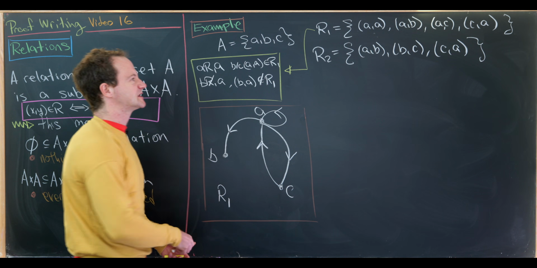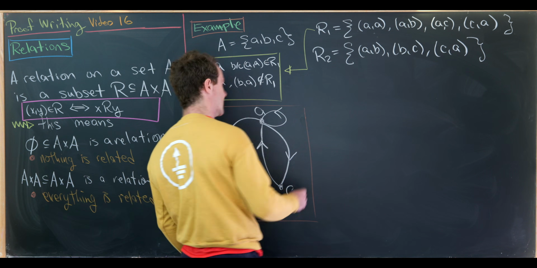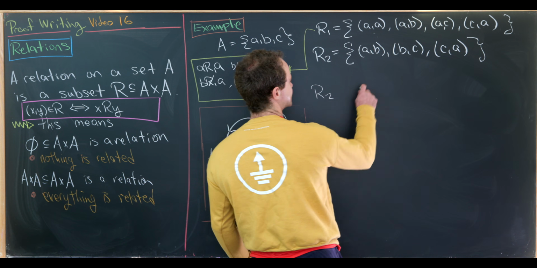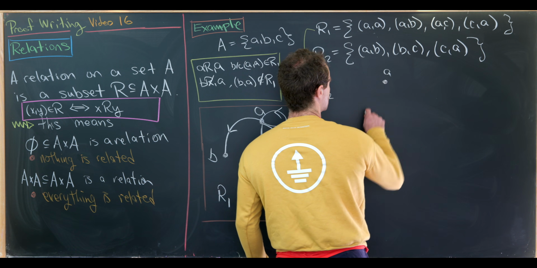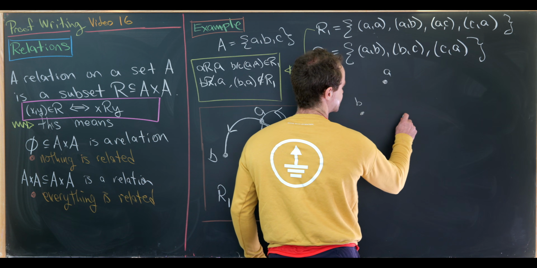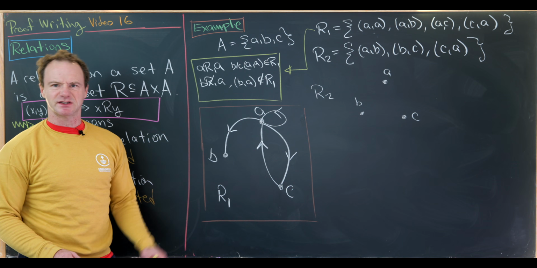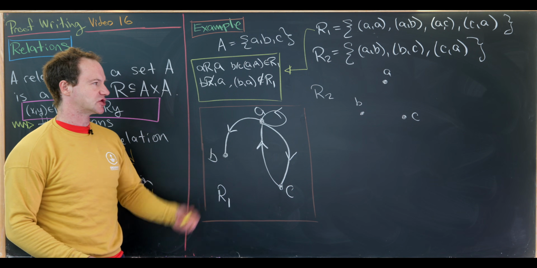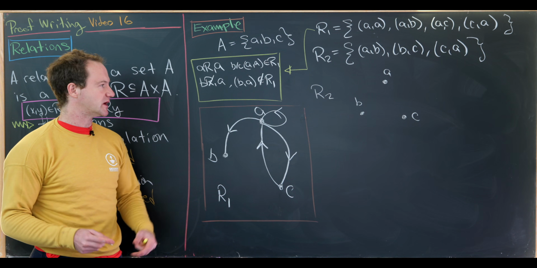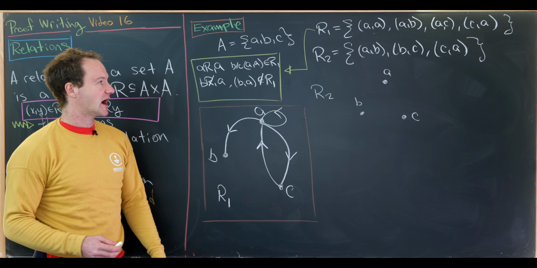Okay, so while we're at it, let's maybe make a picture of R2 as well. So R2, I'll still need my points a, b, and c. But this one has fewer arrows because there are fewer elements. Notice that each element in the relation corresponds to an arrow between points in this graph.